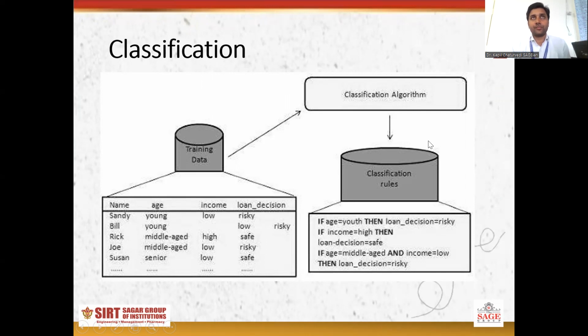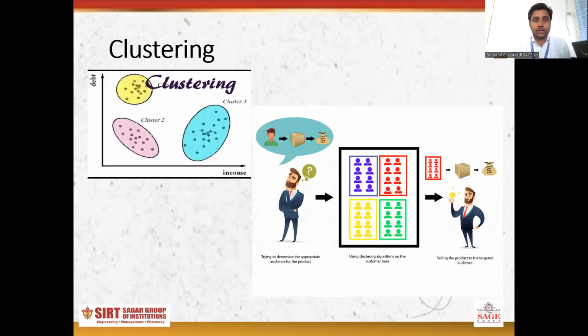There are several algorithms used to classify the data. Clustering is a mechanism in which we clusterize the data on the basis of one of the criteria.